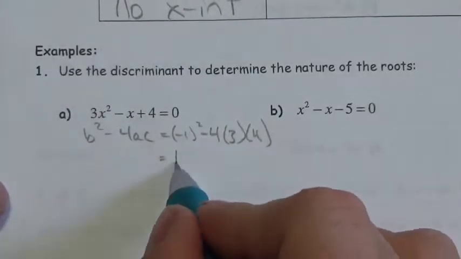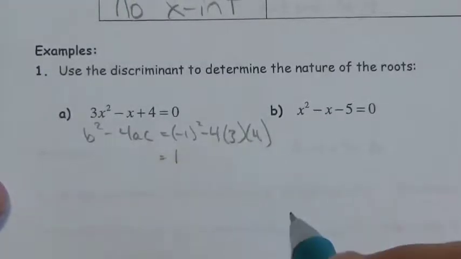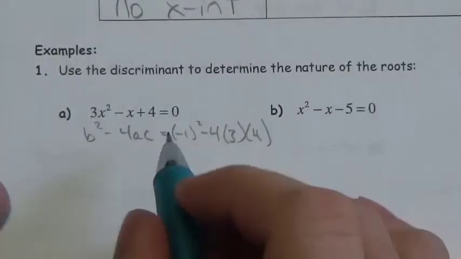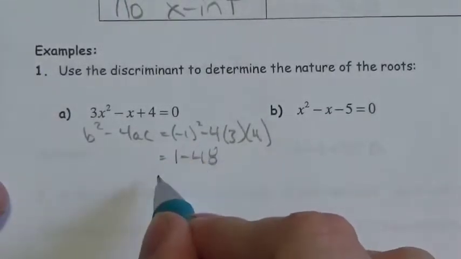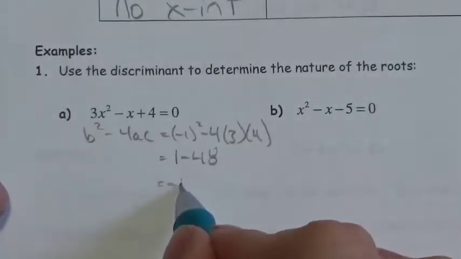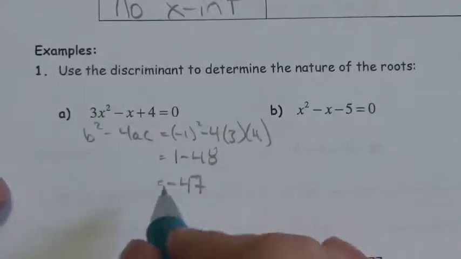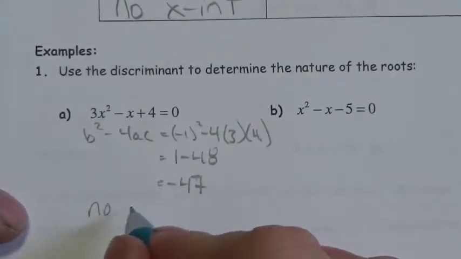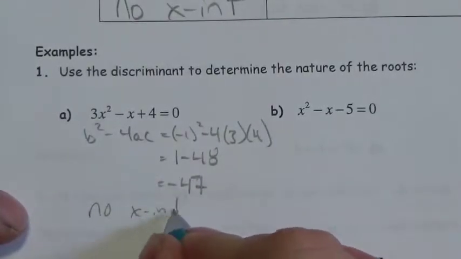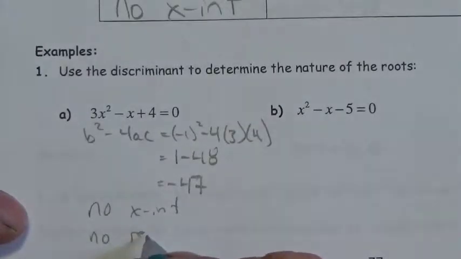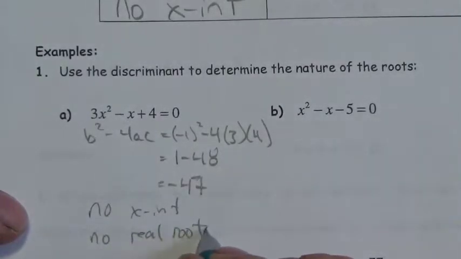So negative 1 squared is 1. And then minus 4 times 3 is going to be negative 12 times 4 is negative 48. 1 minus 48 is going to be negative 47. Now it doesn't really matter what the value is, it's what the sign is. Because this is negative, there's going to be no x-intercepts here, or no real roots.